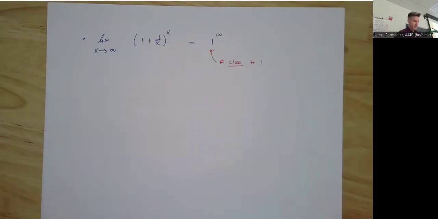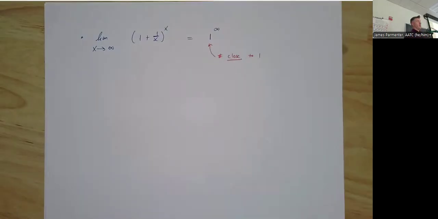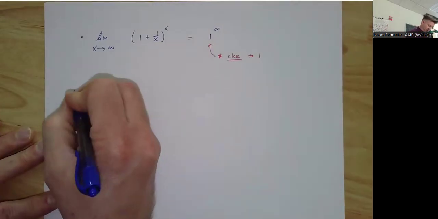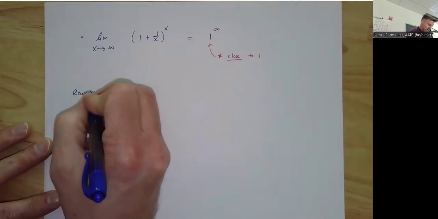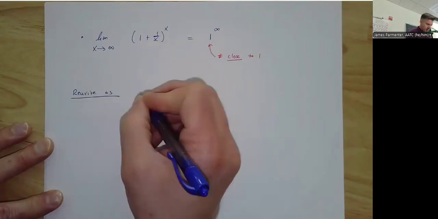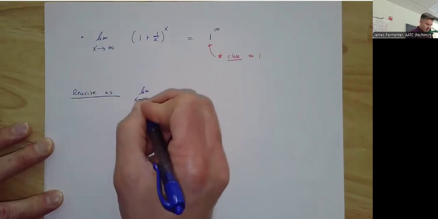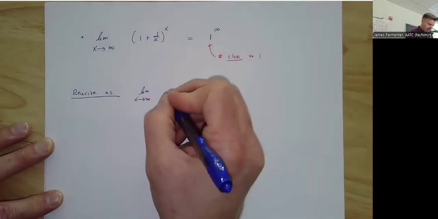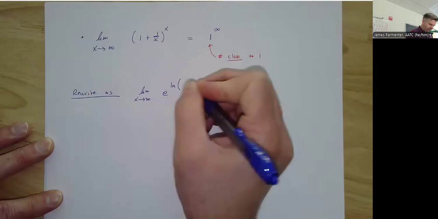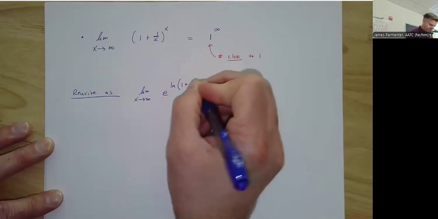But so here's the question though. And let me ask you, has your teacher talked about an example like this yet? Okay, so there's 2 ways to think about doing a problem like this. You can either do it this way. We're going to rewrite it as the limit as x goes to infinity of e to the natural log of 1 plus 1 over x, to the x.